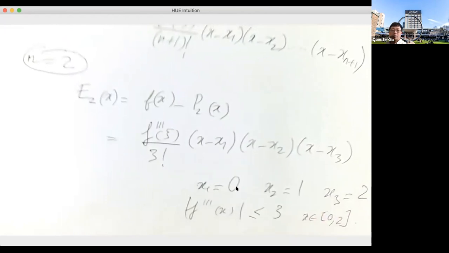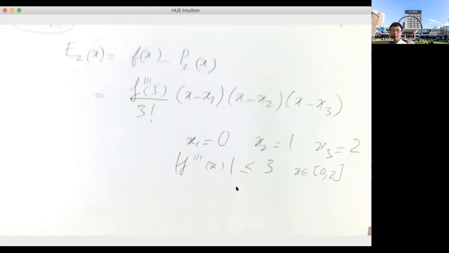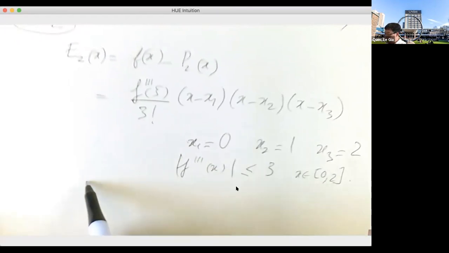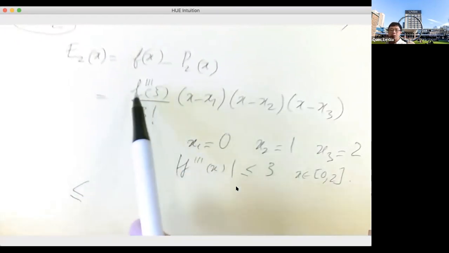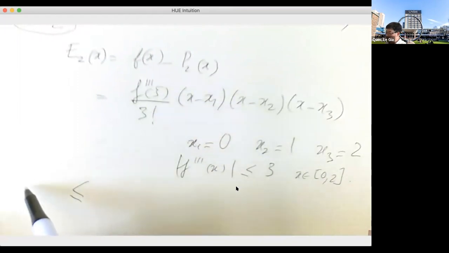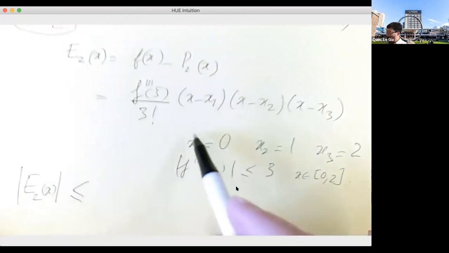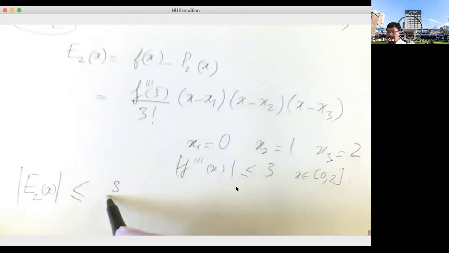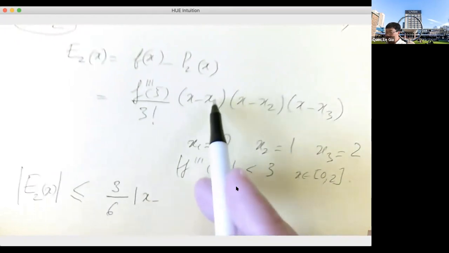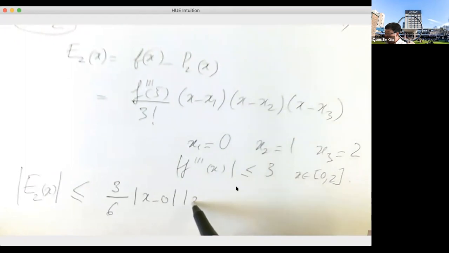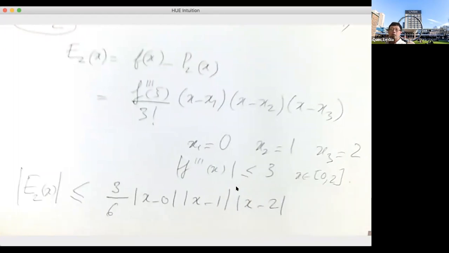So now I can put this information in. Because this one is less than or equal to 3, you take the absolute value. So now I take the absolute value of e2 of x, and then this one is less than or equal to 3, and 3 factorial just equals 6. Yeah, and I take the absolute value, so x minus x1 is x minus 0, x minus x2 is x minus 1, and x minus x3 is x minus 2.